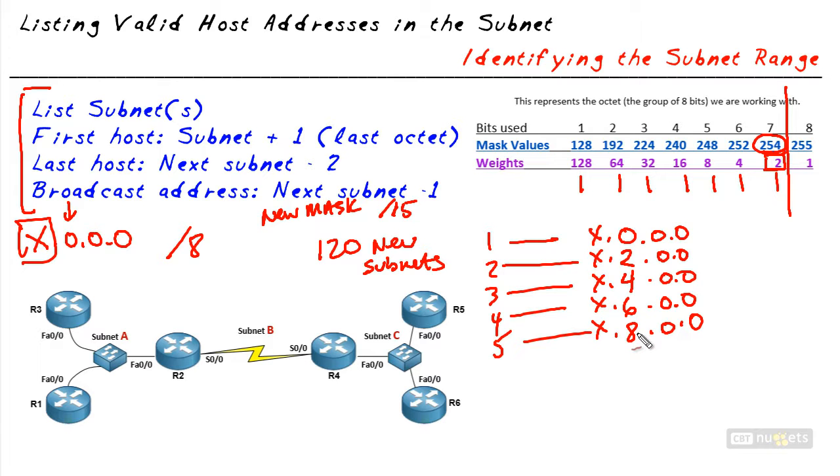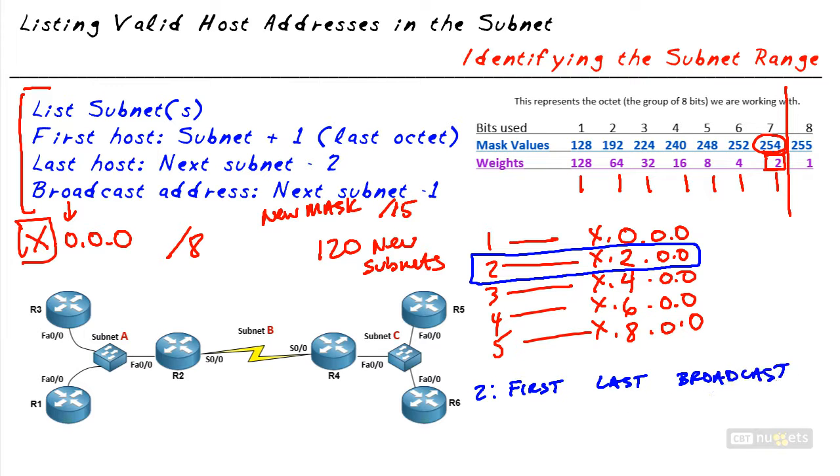So now, let's determine what the actual valid ranges are for each of these subnets. In fact, let's just pick on subnet 2 for a moment. What I'd like to do for subnet 2 is identify the first host, the last host, and the broadcast address. The rules are exactly the same. We've listed our subnets. That's already done. We've got 5 of them right here. The first host for subnet 2 is going to be 1 more than the actual subnet value itself. So the first host is going to be x.2.0.1. And that's the first valid IP address on subnet 2.